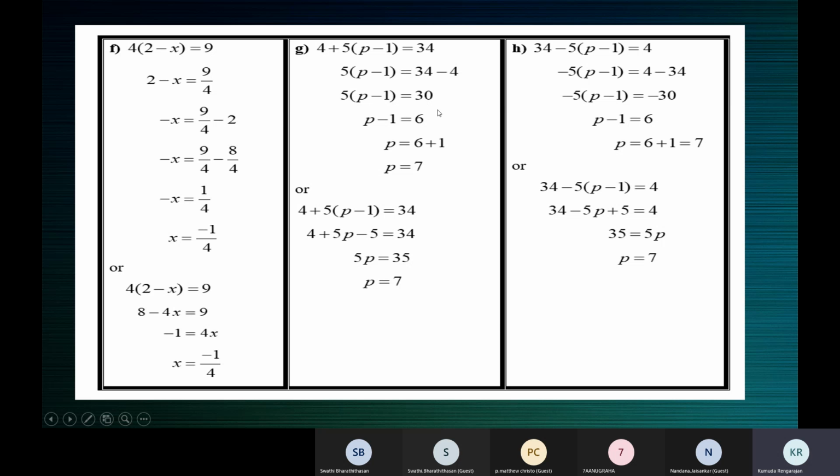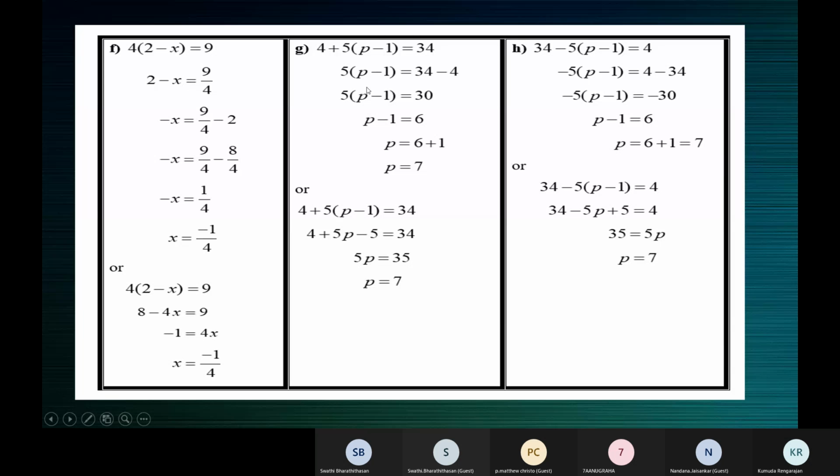After that? Ma'am, after that, 34 minus 4 will become 30, ma'am. And then in the LHS, it will be 5 of p minus 1, ma'am. As 4 will disappear in the LHS and it will be subtracted in the RHS. So 34 minus 4 will be 30, ma'am. Okay. After that?